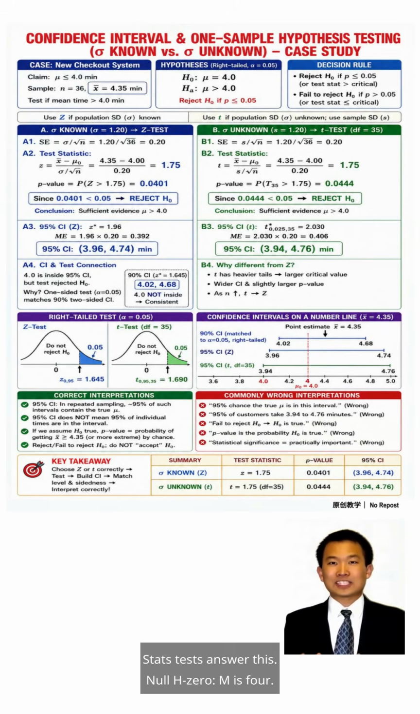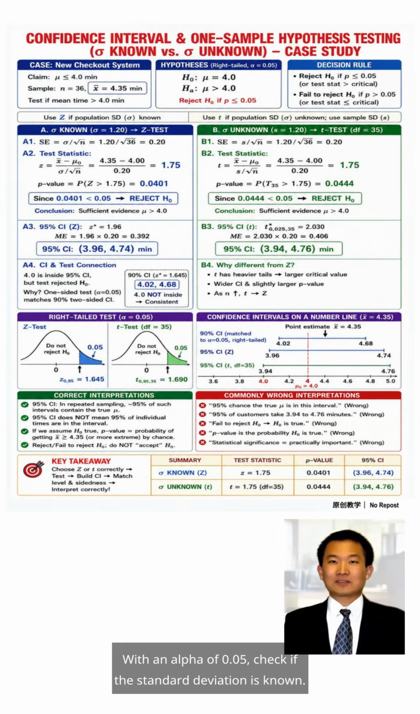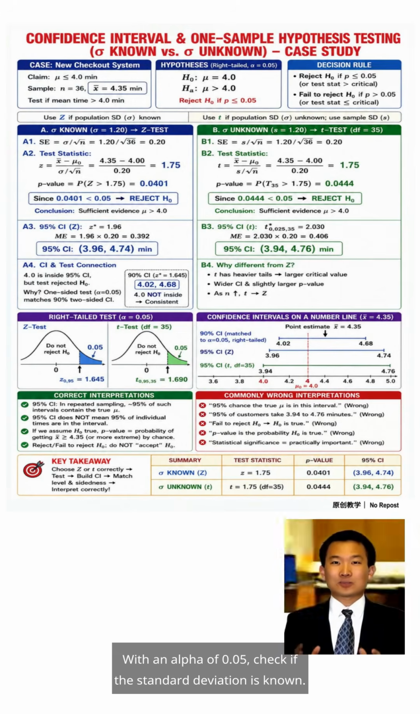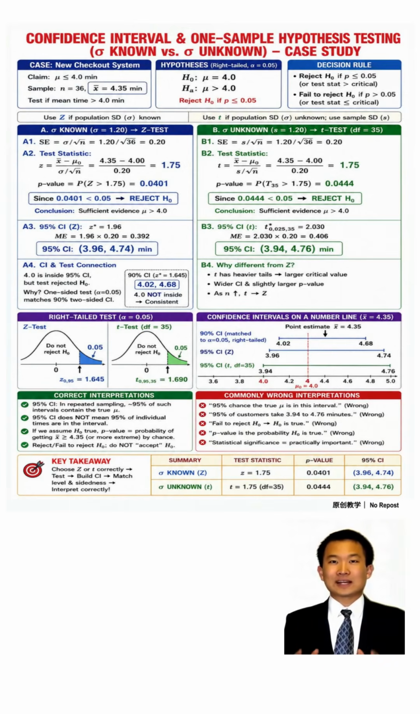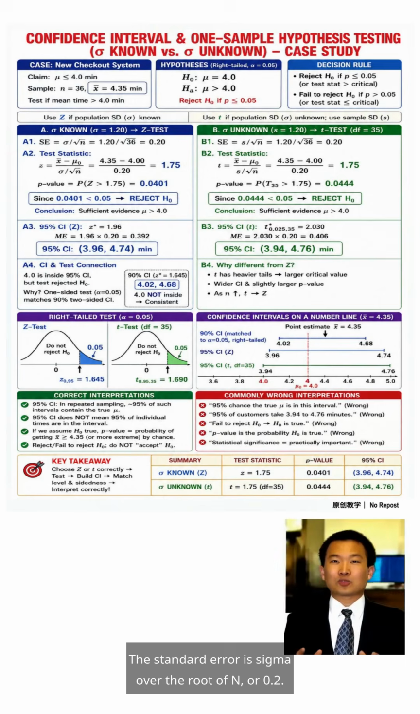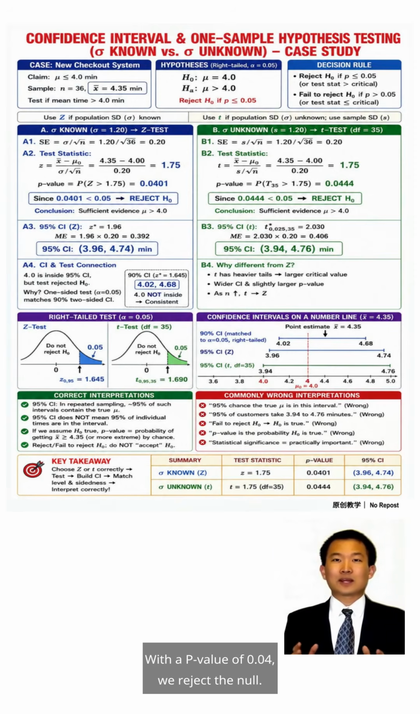Stats tests answer this. Null H0, μ is 4. Alternative, μ exceeds 4. With an alpha of 0.05, check if the standard deviation is known. If sigma is 1.2, use a one-sample z-test. The standard error is sigma over the root of n, or 0.2. Z is 4.35 minus 4 over 0.2, which is 1.75.